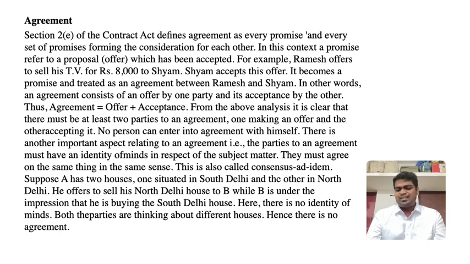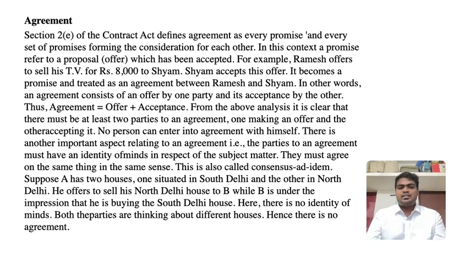So, is there identity of minds? Is there agreeing upon the same thing in the same sense? Do they agree upon the same thing in the same sense? A is under the impression that he is going to sell his house in North Delhi, but B is under the impression that he is going to receive a house in South Delhi. So there is no consensus ad idem, right? Only then does it constitute an agreement.